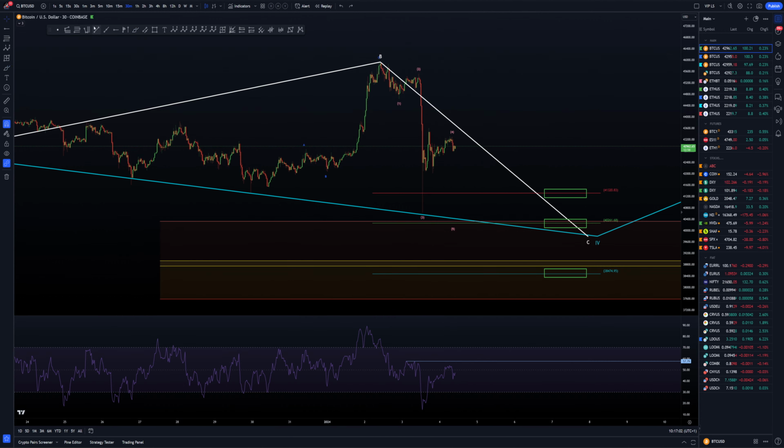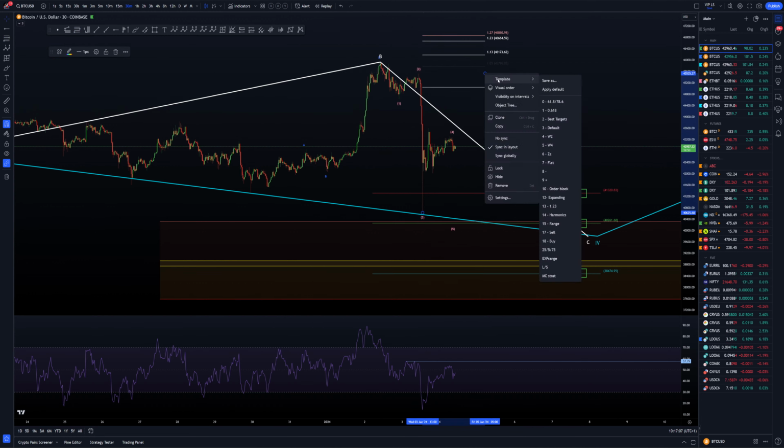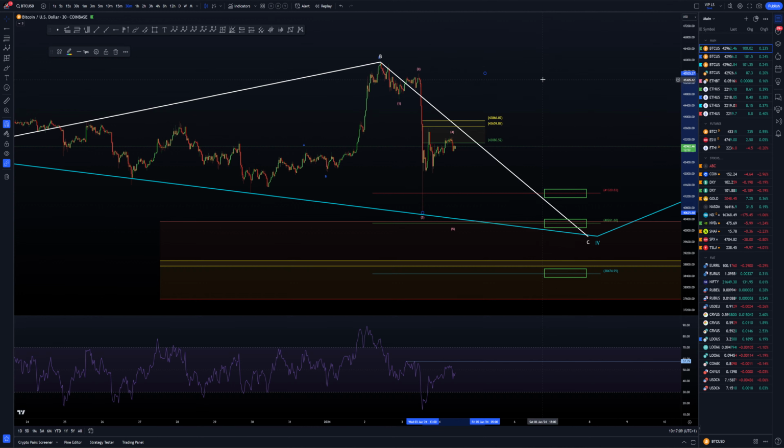So this is what I'm looking at mainly at the moment. We have done a 50% on the wave 2. Now we have done a 50%, even more than this on the wave 4. We have done almost this 61.8%.